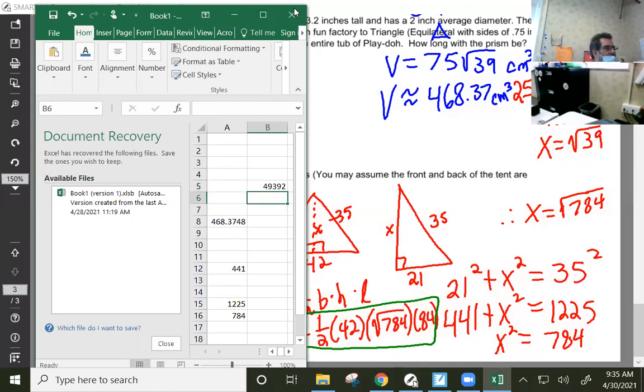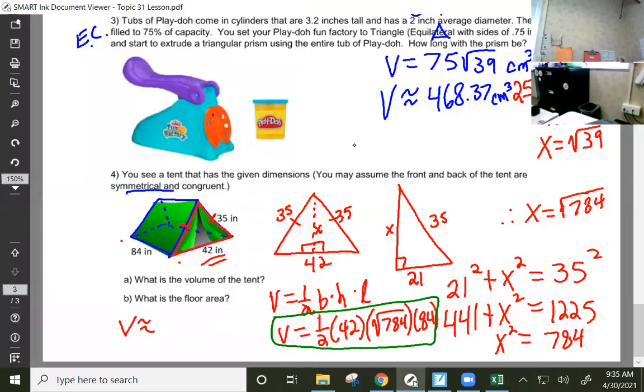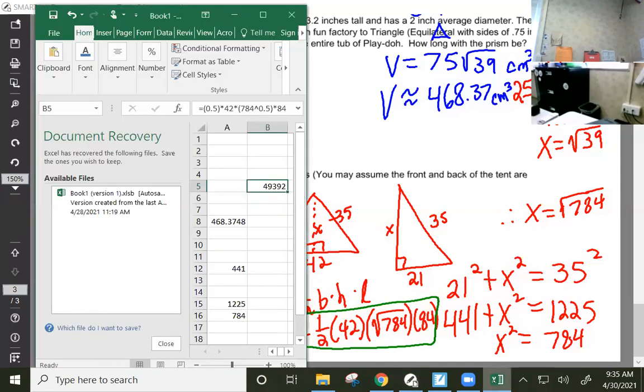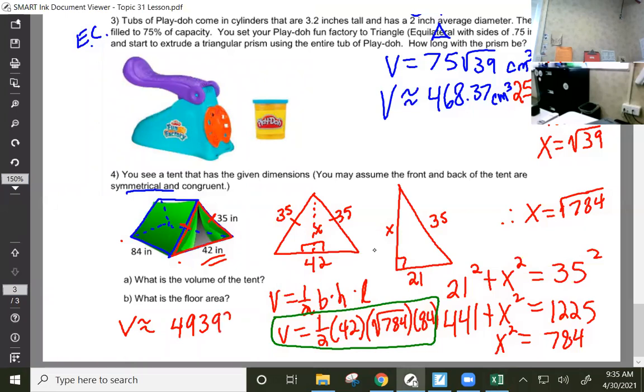I have that correct. Got too many things on the screen. I want to drag and drop. Okay, here we go. So that is 1/2 times 42 times the square root of 784 times 84. It's 49,392 cubic inches.